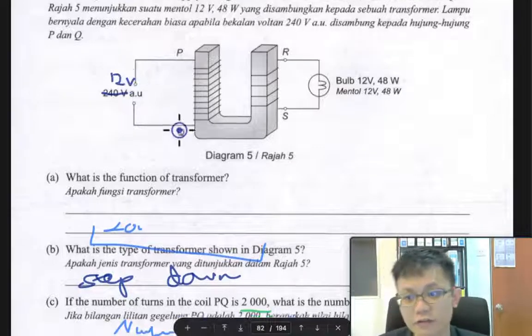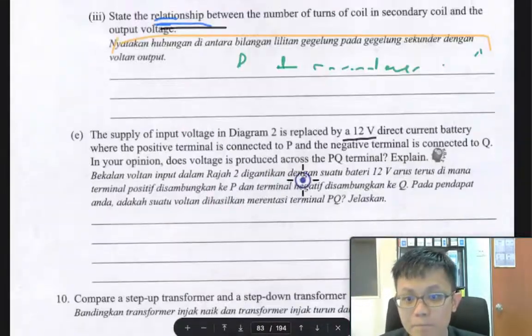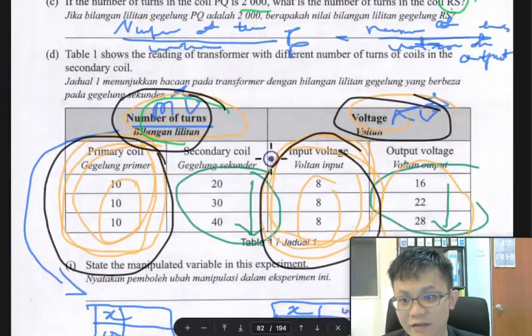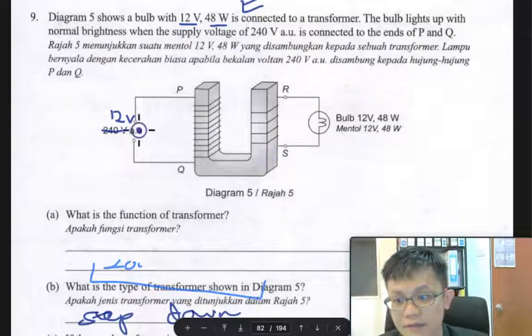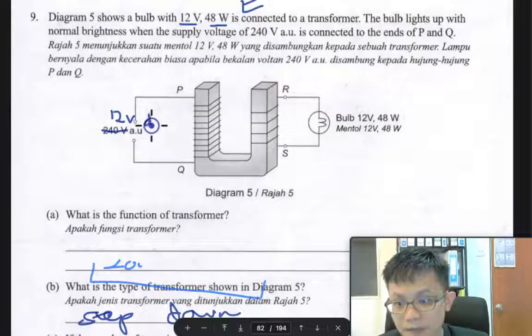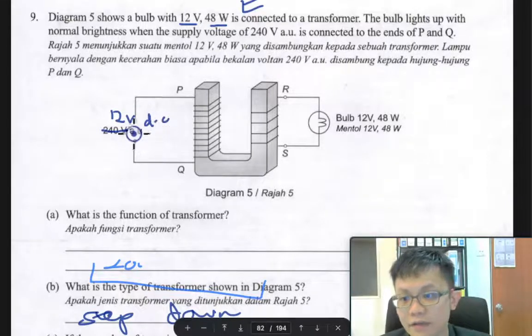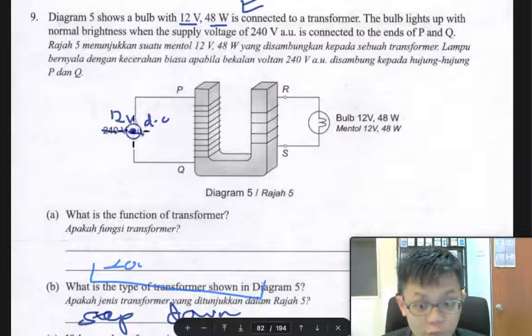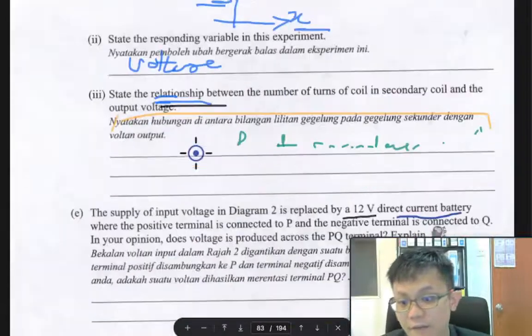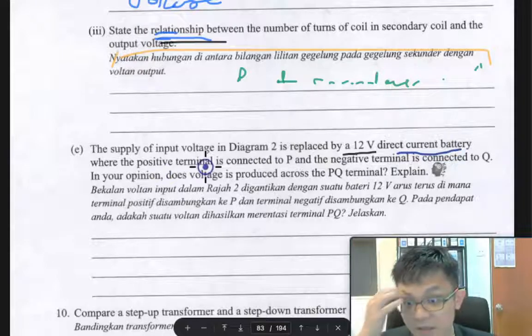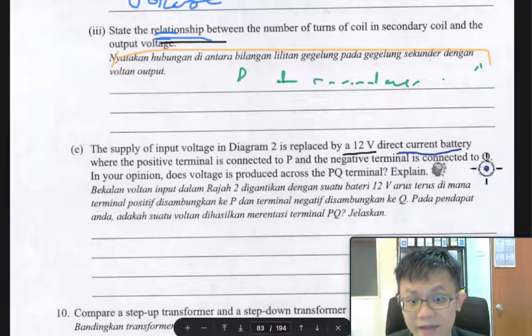Okay, so we are going to finish this question slowly. A direct current battery where the positive terminal is connected to P. So this is a direct current, 12 volt DC. This one was AC, alternating current, so I cancel this one. So this is 12 volt DC, direct current. Where the positive terminal is connected to P and negative is connected to Q.